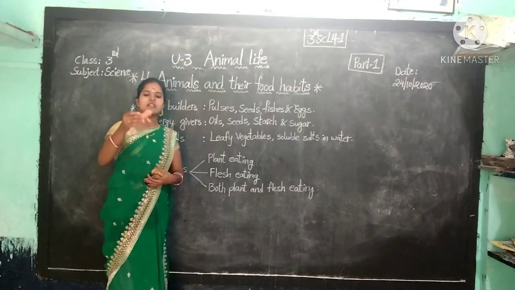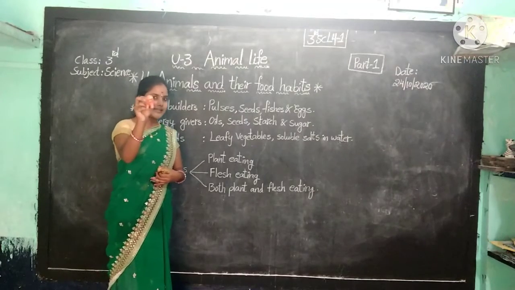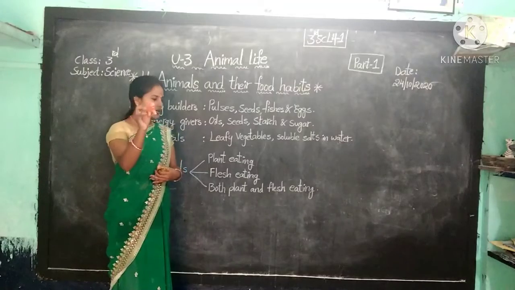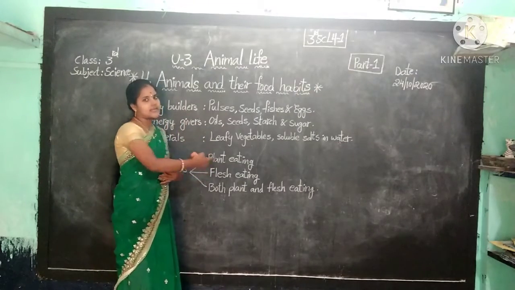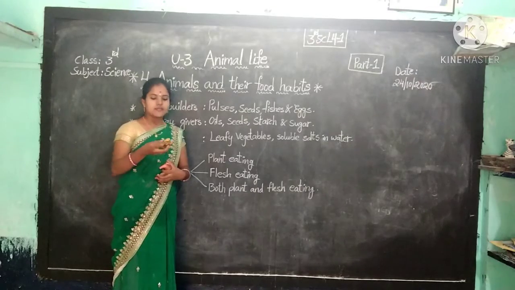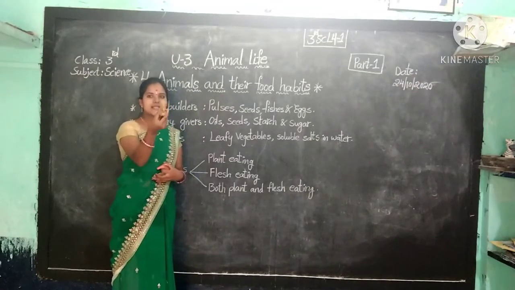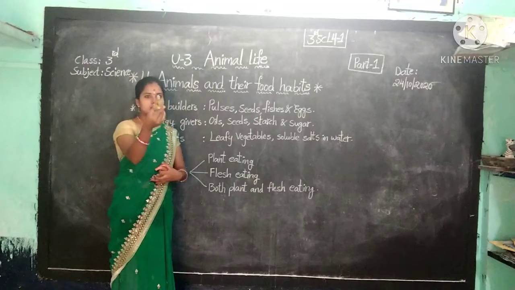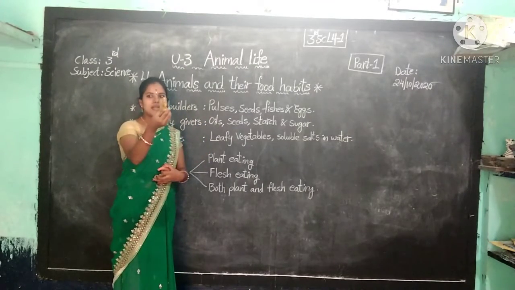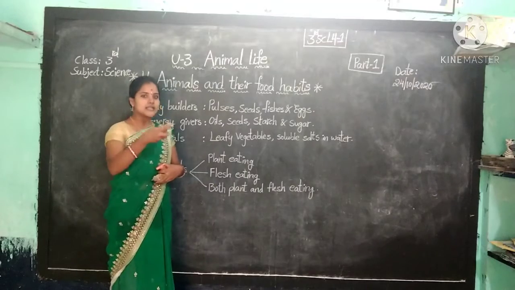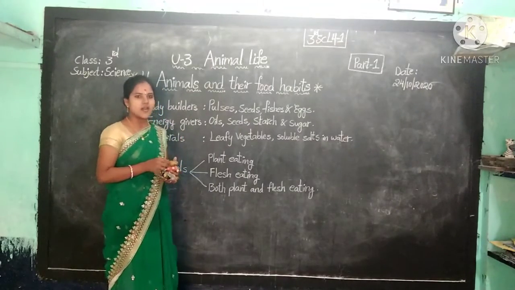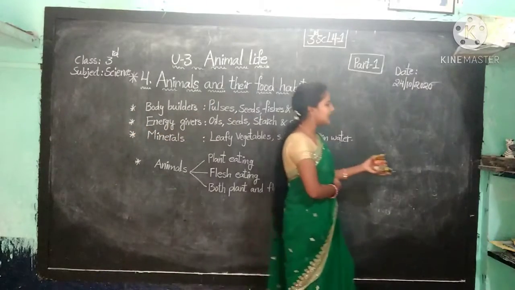And once you observe this one, what is this? This is a tiger. Tiger eats only flesh. So tiger belongs to the carnivorous. And once you observe this one, horse. Horse eats only plant products. So horse belongs to the herbivorous. Okay, children, horse belongs to the herbivorous. This is the difference between herbivorous, carnivorous and omnivorous. Okay, did you understand clearly?